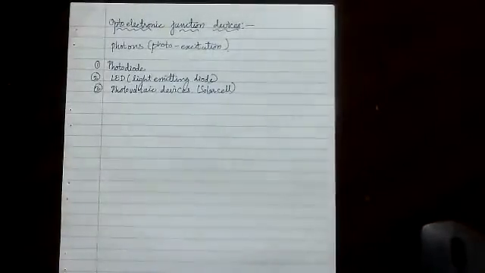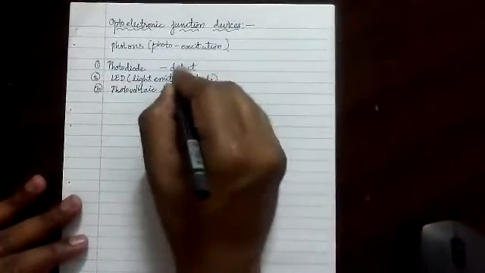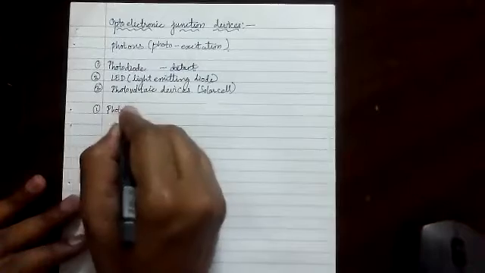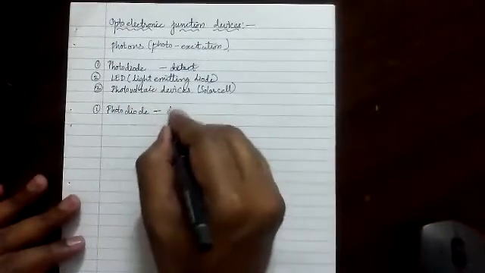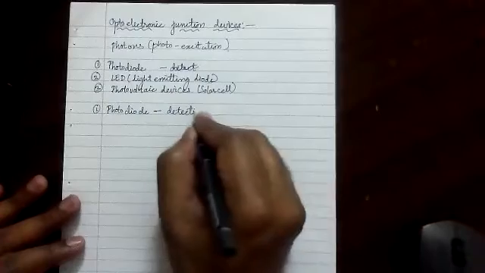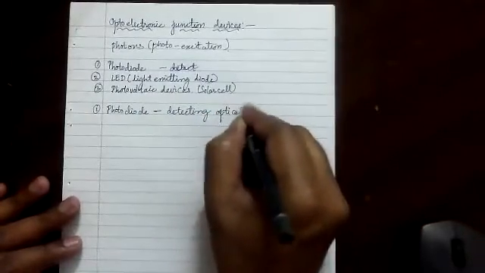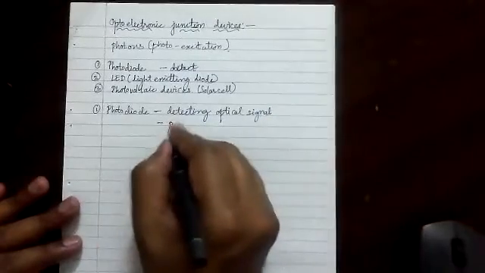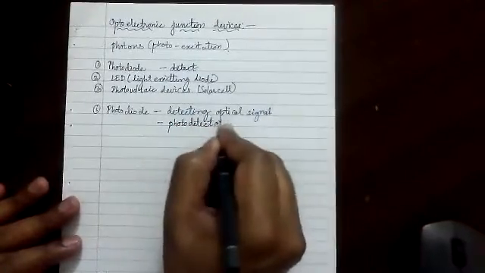The photodiode is used for detecting optical signals. I'll write it separately. Photodiode: it is used for detecting optical signals, or it is also used as a photo detector. Now I will tell you what a photo detector is.